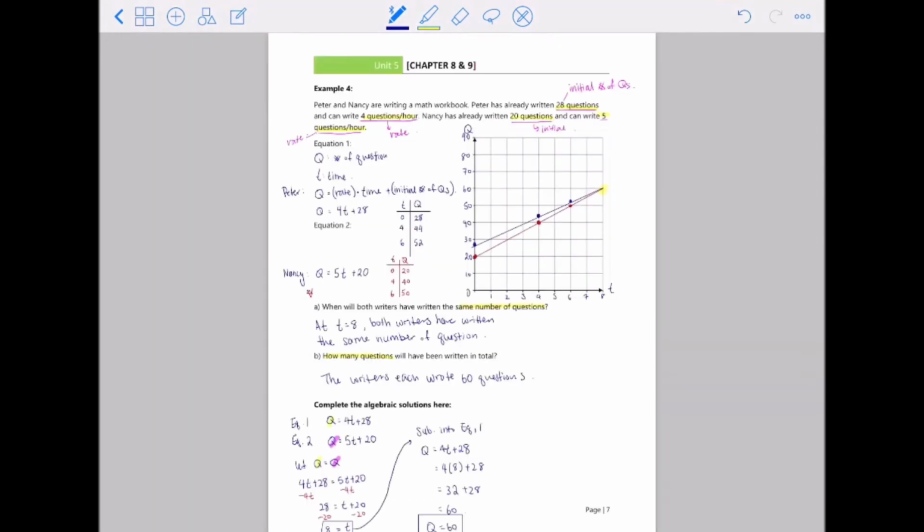So example 4 showed us how important it is to double check the solution algebraically, to confirm and verify. Okay, so that's it for today.